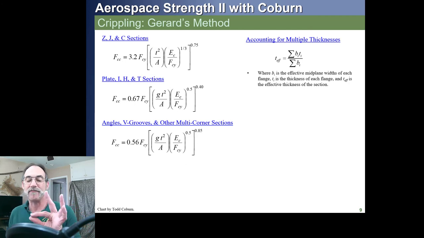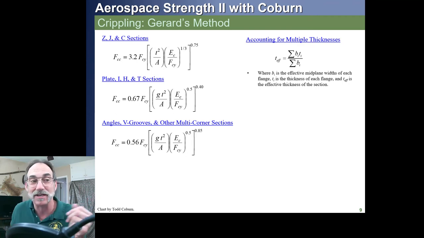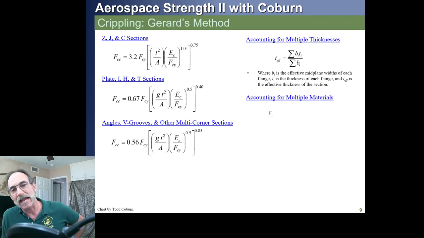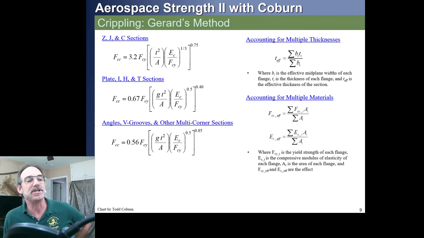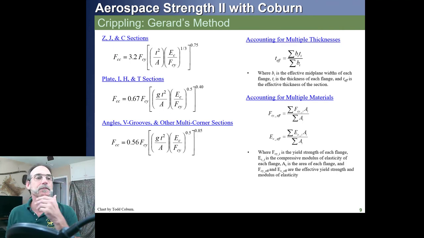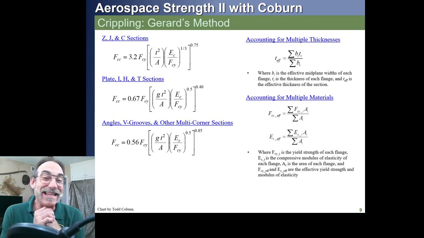Now, the problem is if you have multiple thicknesses, sometimes that will mean that some flanges will have different allowables, even if they're of the same material. So if you have different materials in the different flanges, then you can account for it with the same kind of weighted average equation. And here's your equations. Here's how you can estimate an effective FCY and effective modulus. Okay, you got that? That's how that works. Okay, so this is Gerard's method, and it will work for everything if you systematically apply it in this way. Now, it's actually valid whenever you have one of these sections that we're talking about that are roughly the dimensions of what they tested.